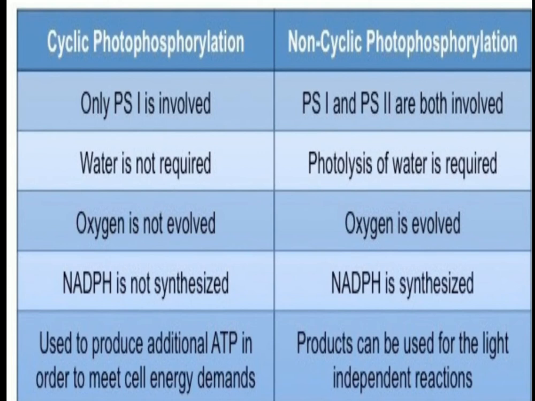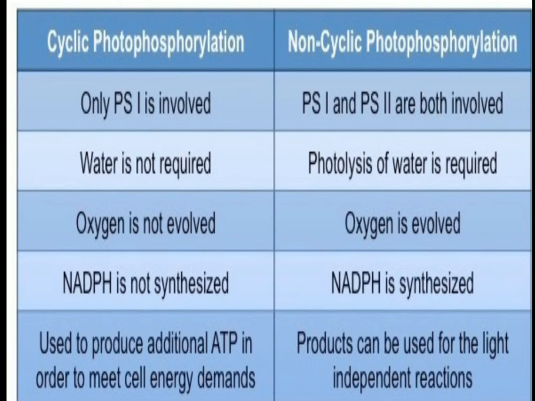In cyclic photophosphorylation, since the second step does not take place, hence NADPH is not synthesized, only ATP. Whereas in non-cyclic, NADPH is synthesized. Cyclic photophosphorylation is used to produce additional ATP in order to meet cell energy demands, whereas products in non-cyclic photophosphorylation can be used for light independent reaction.